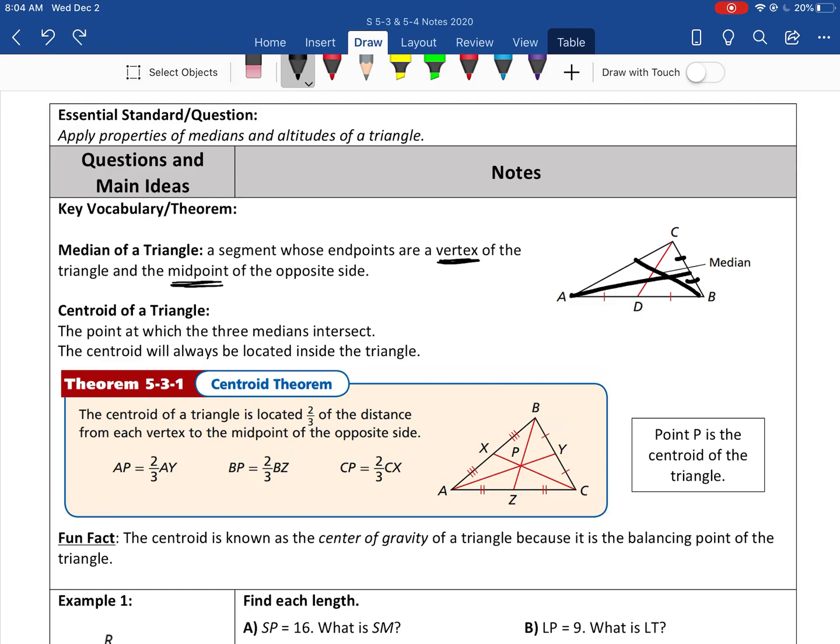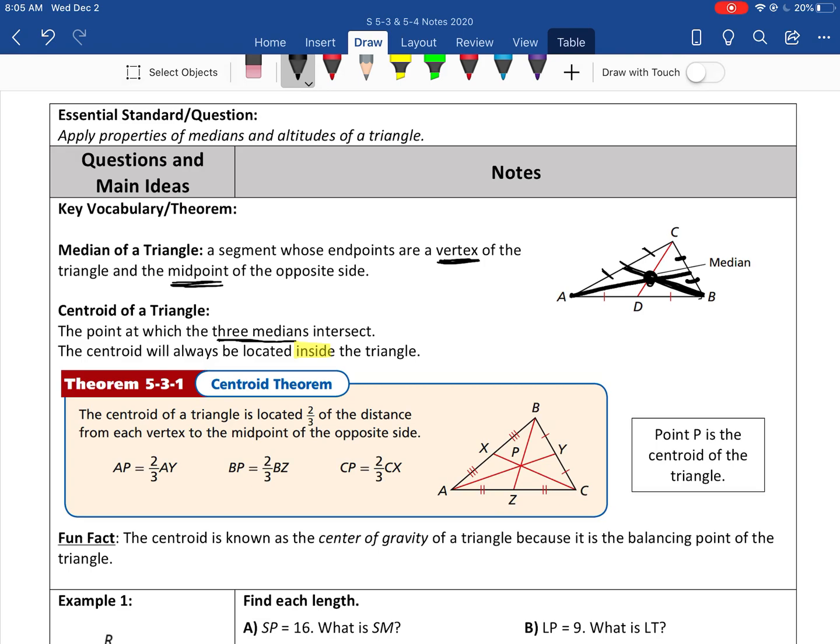Vertex, opposite side over here, creating two equal parts. Now, that point where those three medians intersect is called the centroid, okay? Your centroid is where three medians intersect, and it is always located inside the triangle. You will never have a median outside or on the triangle, okay? So centroids are always going to be located inside the triangle.